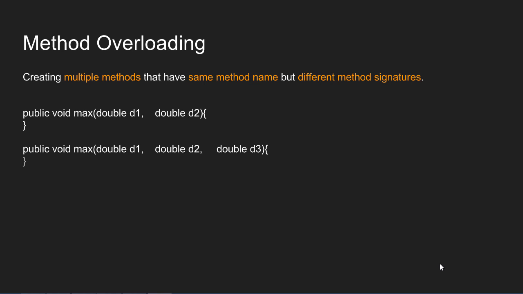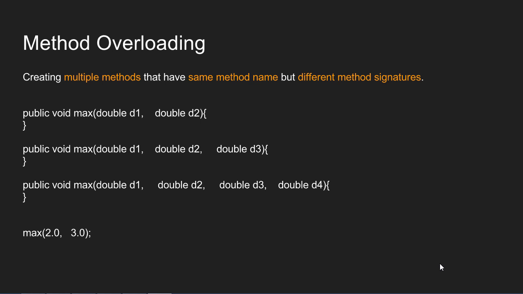Now let me create one more method. Here also the method name is max, but in this particular case, it is going to find the maximum of three values, whatever values we provide, but the number of values should be three in this case. Then it will find the maximum of those three. And now we have one more method called max, and it's going to find the maximum value among the four values. So if we call the max method by passing only two arguments or two values, we know that the first method will be called.